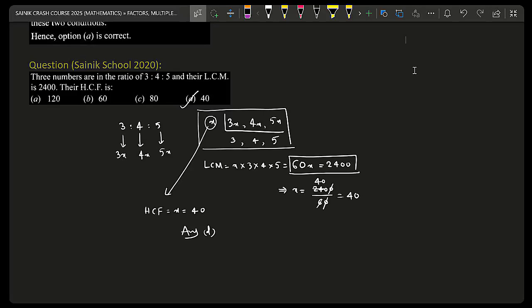Okay, sir. I took A into B into C equals LCM into HCF. Yes, you can divide the product by the product of the numbers. But because in the question 3 is to 4 is to 5, the ratio is in simplest form, you'll get it like that. But if the ratio is not given in simplest form, first you have to convert it into simplest form and apply that method. Okay? Okay, sir. I hope everybody copied this. We'll move to the next question.